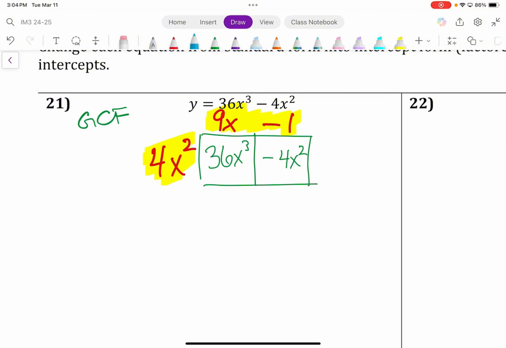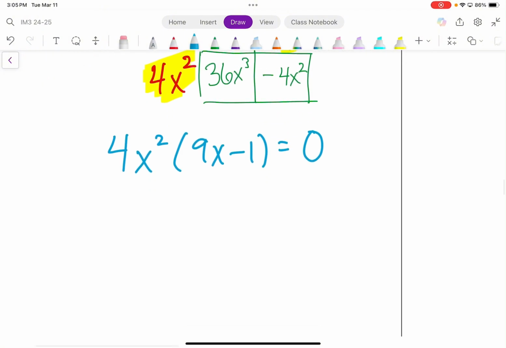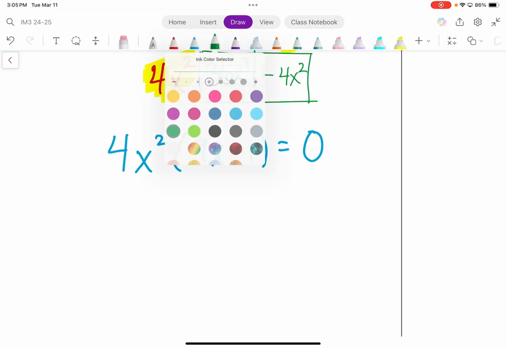We're going to rewrite these like so. Set them equal to 0. Since it is already in factored form and set equal to 0, you're going to set each factor equal to 0 as well.